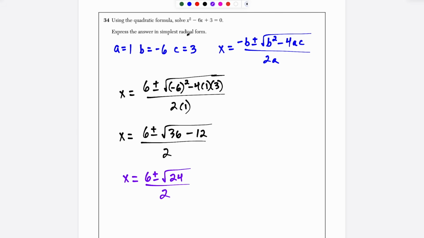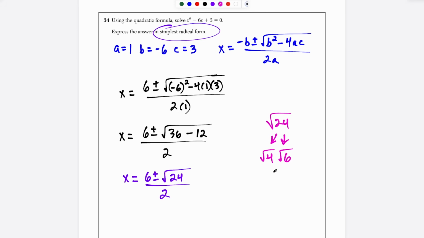But the question said from here to express the answer in simplest radical form. So I just want to point out that the square root of 24, we could do this off to the side. The square root of 24 could break down nicely to, we could call this square root of 4 times square root of 6. But remember, the goal when you're expressing a radical in simplest radical form is to find a perfect square factor of the original number. And 4 is a perfect square, so that's why we're going with this.